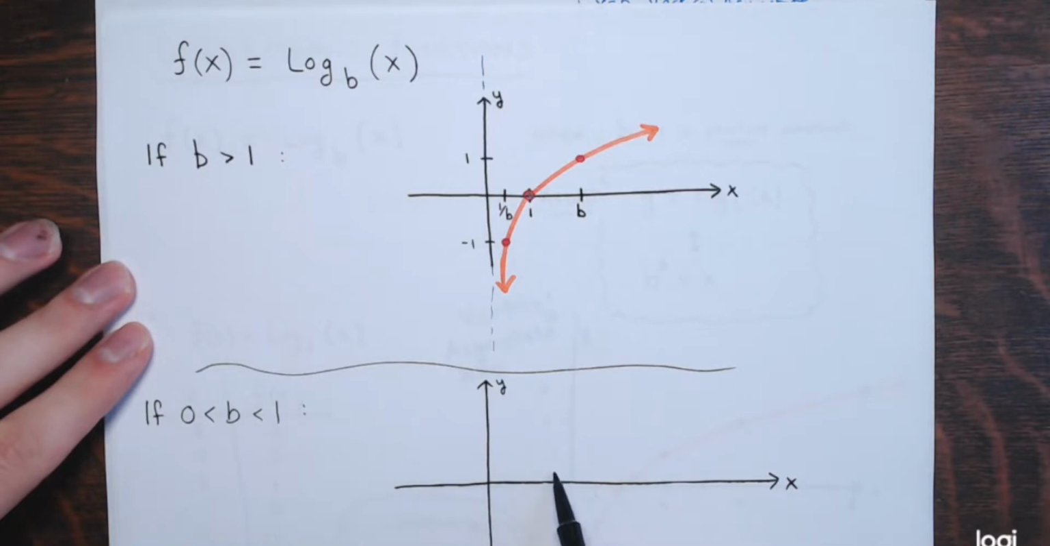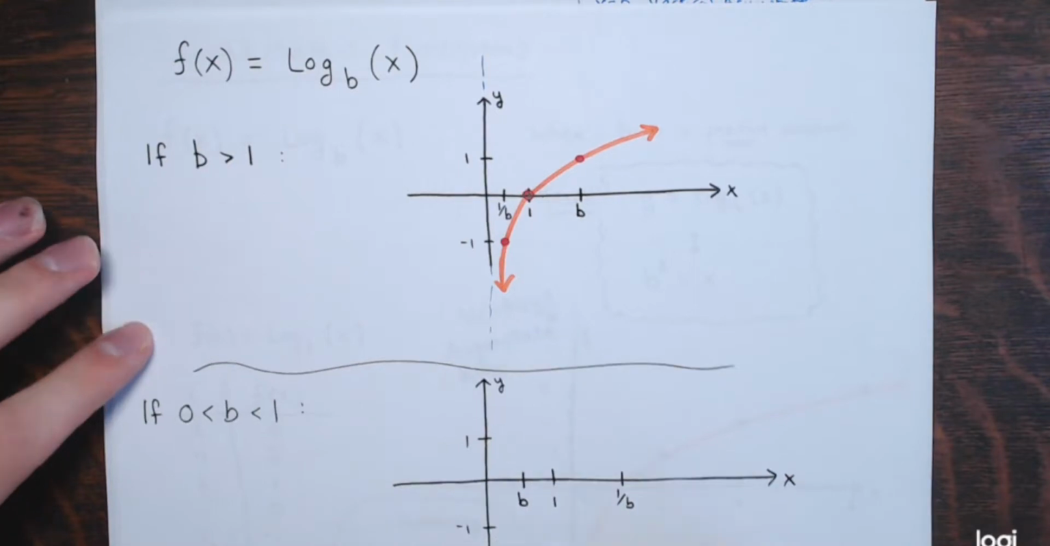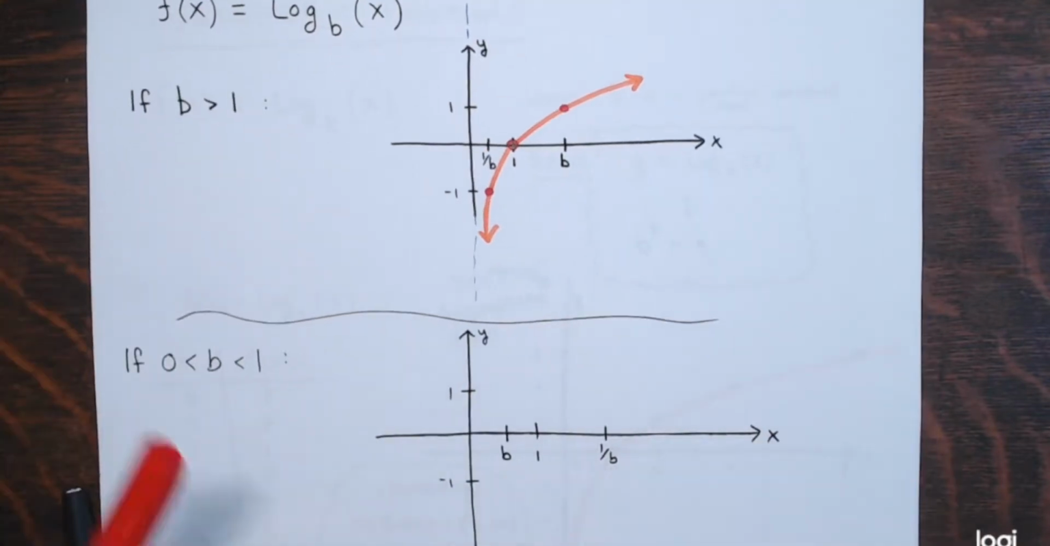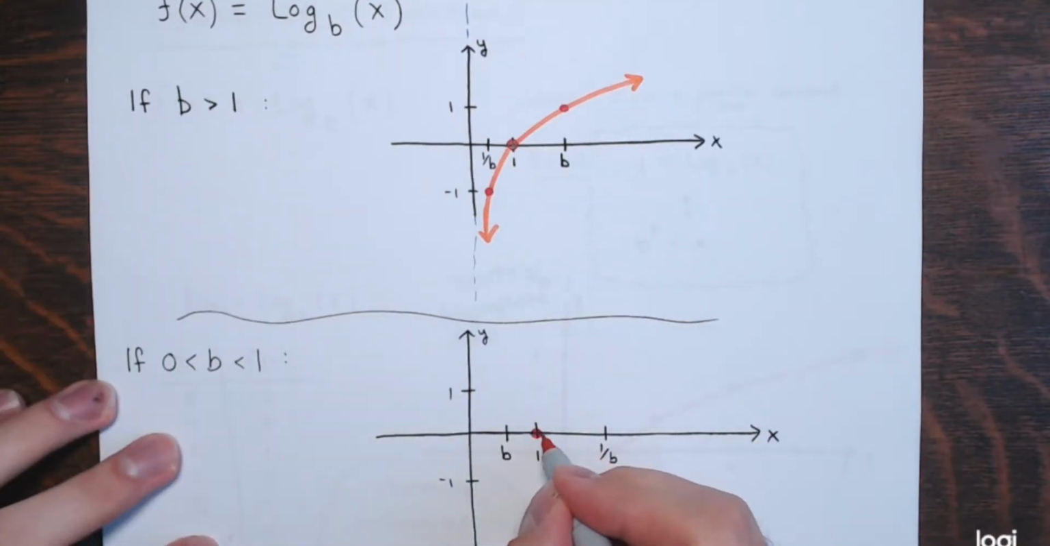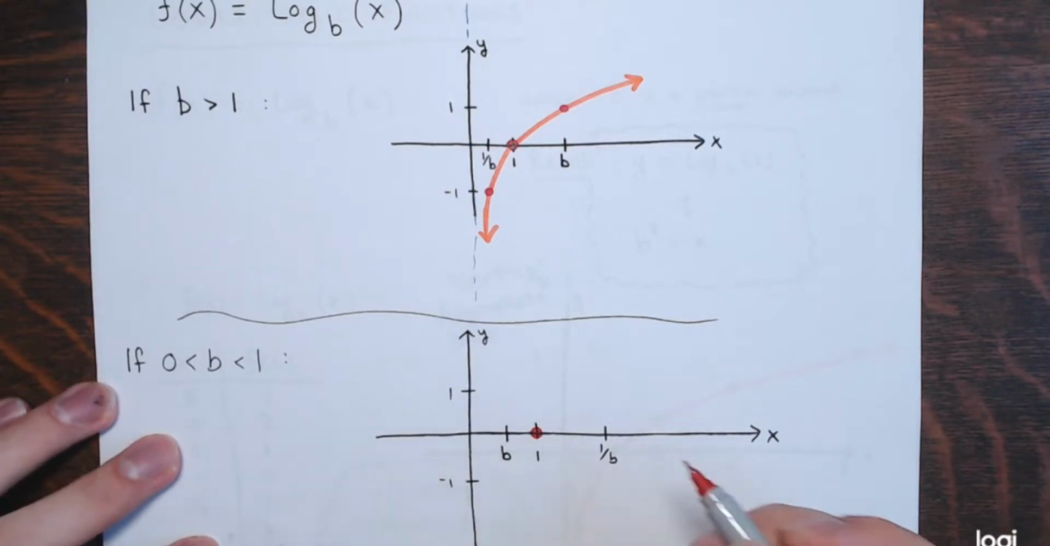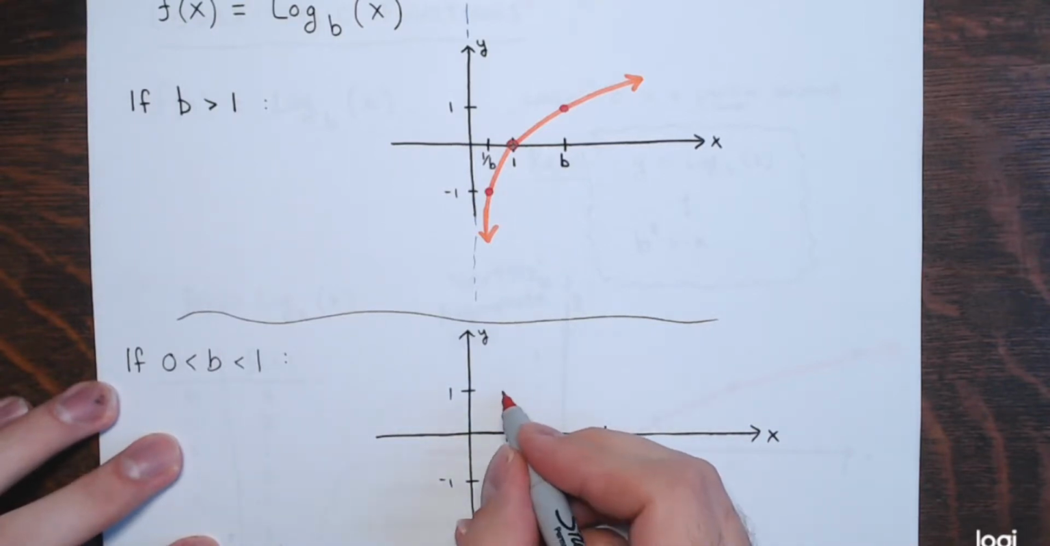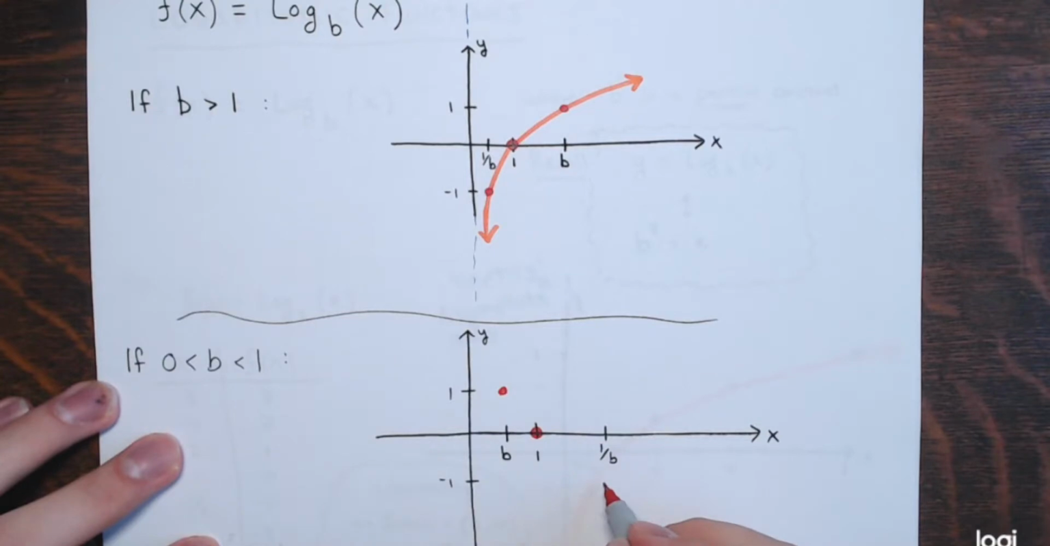So here's 1. Now b is less than 1, so say b is here on the x-axis. And then 1 over b would be greater than 1. We got 1, negative 1. And again, you have 1, 0. Log base anything of 1 is 0. Log base b of b would be 1. Log base b of 1 over b would be negative 1.